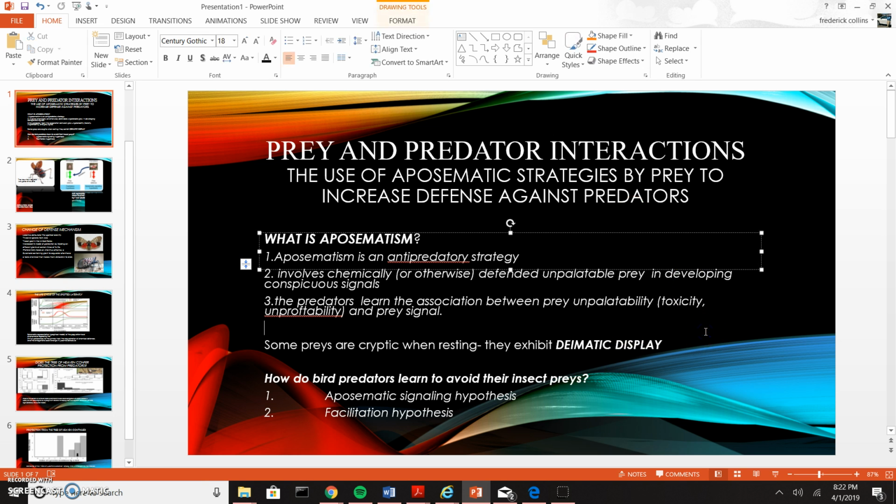Some prey are cryptic when they are resting. They do not show any form of defense mechanism until they are provoked. But when they are provoked, they show something in the form of coloration, and it's called a deimatic display. A deimatic display is conspicuous. There is a display of the conspicuous abdomen, hind wings, which are normally hidden, and forewings.